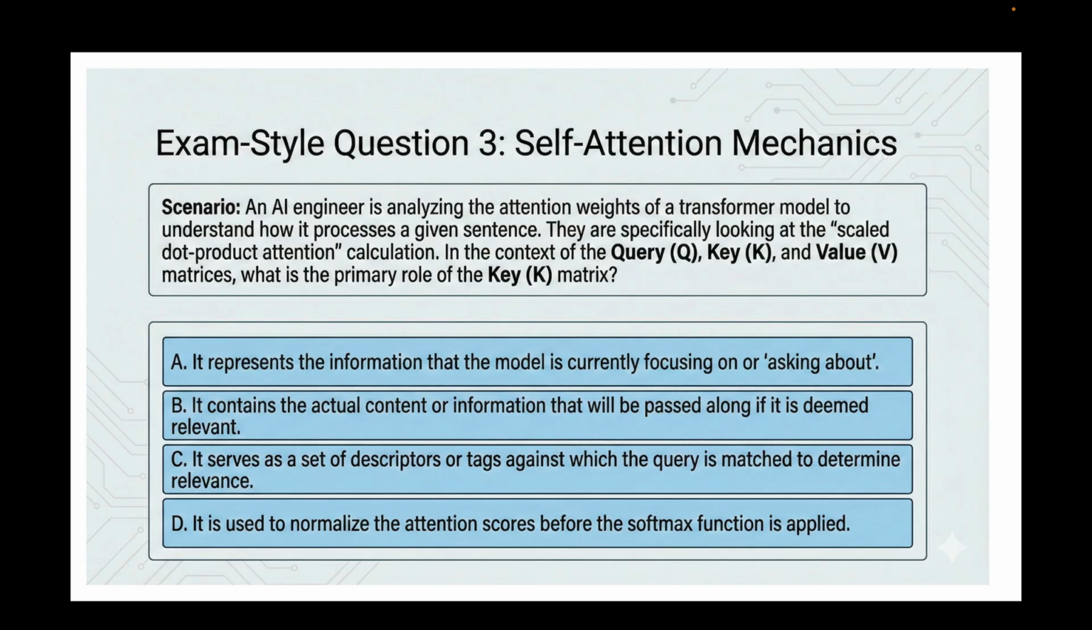The correct answer is C. It serves as a set of descriptors or tags against which the query is matched to determine relevance. The query is what the model is currently focusing on. The value is the actual information context. The key acts as the descriptor or label that the query is matched against to decide how much attention to pay to that specific value.